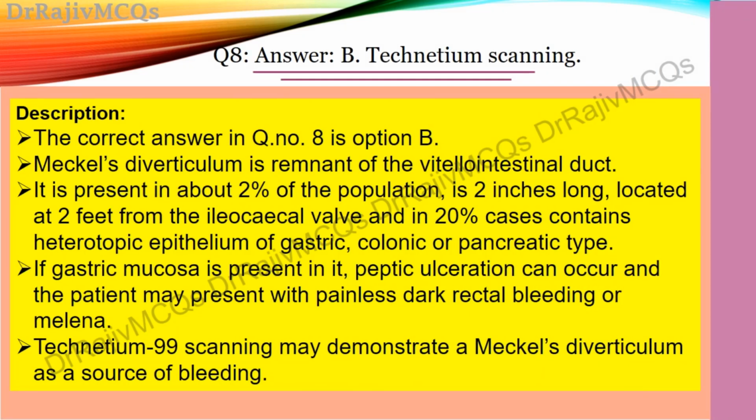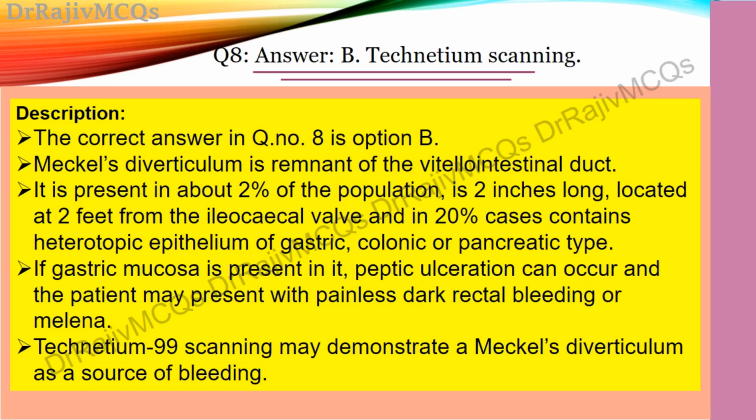The correct answer in question number 8 is option B. Meckel's diverticulum is a remnant of the vitellointestinal duct. It is present in about 2% of the population, is 2 inches long, located at 2 feet from the ileocecal valve, and in 20% of cases contains heterotopic epithelium of gastric, colonic or pancreatic type.